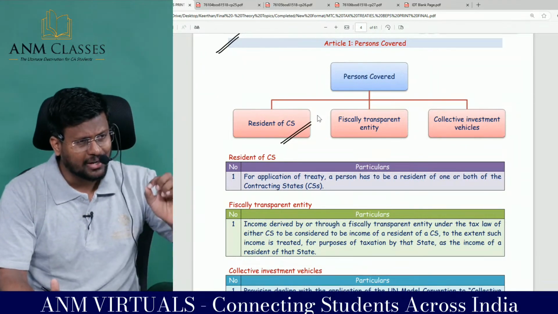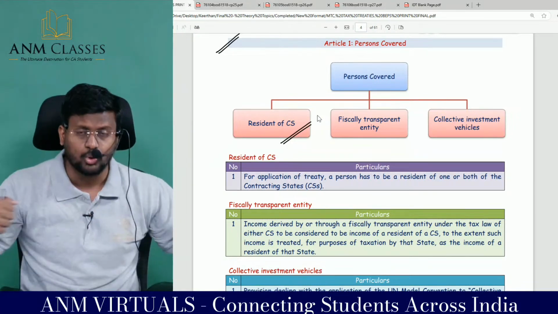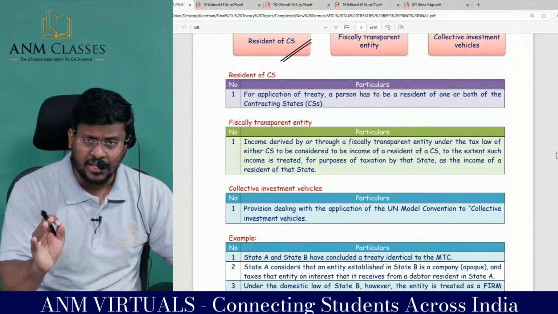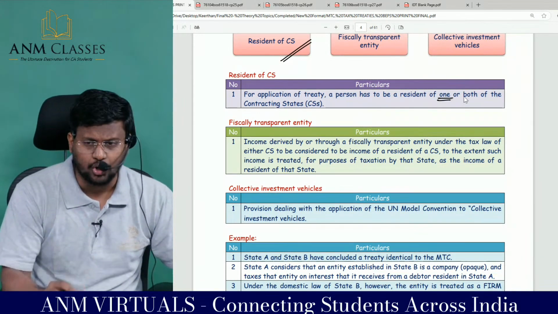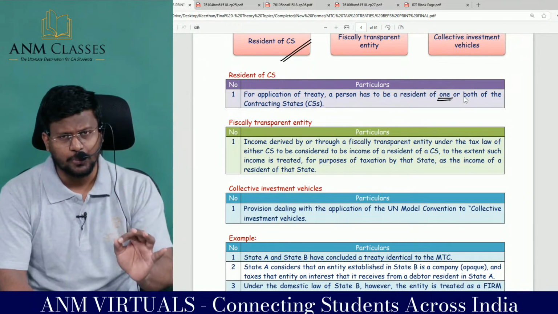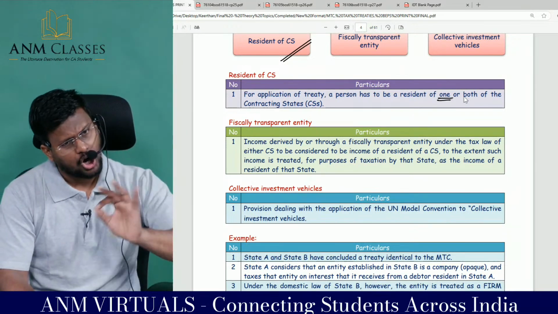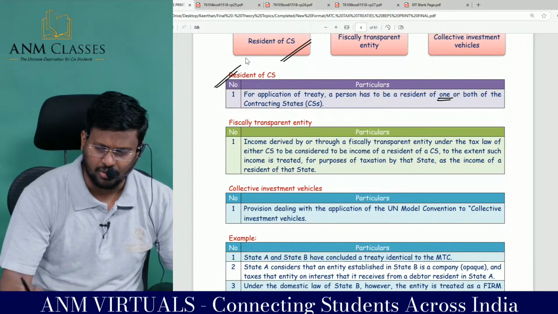If you have dual residency, article number 4 answers how to remove it, the tiebreaker. That's what it is. For application of the treaty, a person has to be a resident of one or both of the contracting states. So either you should be a resident in India, or a resident in Pakistan, or a resident in India and Pakistan. Fantastic. That's what resident of the contracting state means.